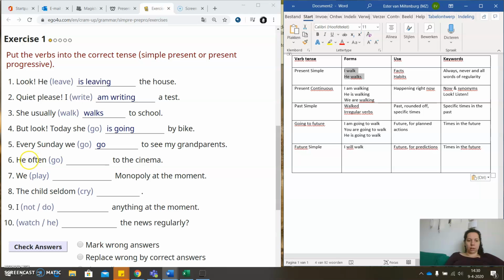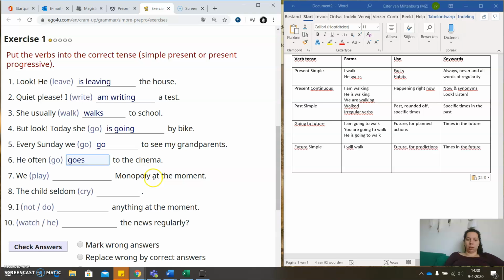Then in 6, I see the keyword often, and often means vaak. So again, that is a word of regularity. So again, I must use my present simple. The subject is he, so I need to use the he form of to go, which is goes. And remember to put that extra e in there because it's one of the spelling exceptions.